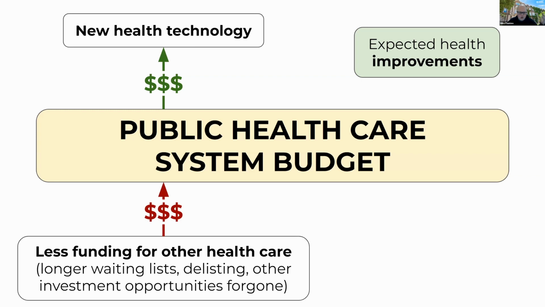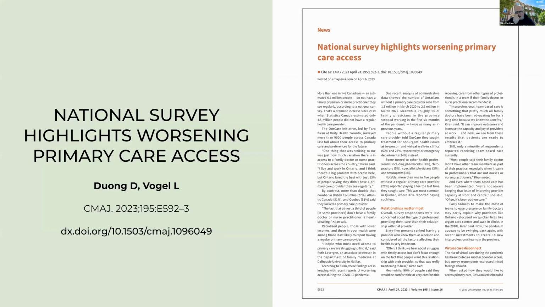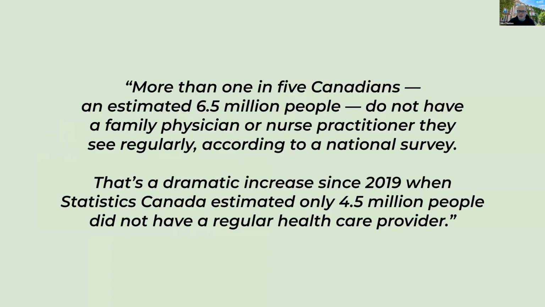Well, those additional resources could have been used for these other investment opportunities. And what are these other investment opportunities? There's an almost endless list of them. Here's an article from the CMAJ published last year that talks about worsening primary care access in Canada. And the most striking part of that article to me is the following quote: more than one in five Canadians, an estimated 6.5 million people, do not have a family physician or nurse practitioner that they see regularly, according to a national survey. That's a dramatic increase since 2019, when Stats Can estimated that only 4.5 million people did not have a regular healthcare provider.